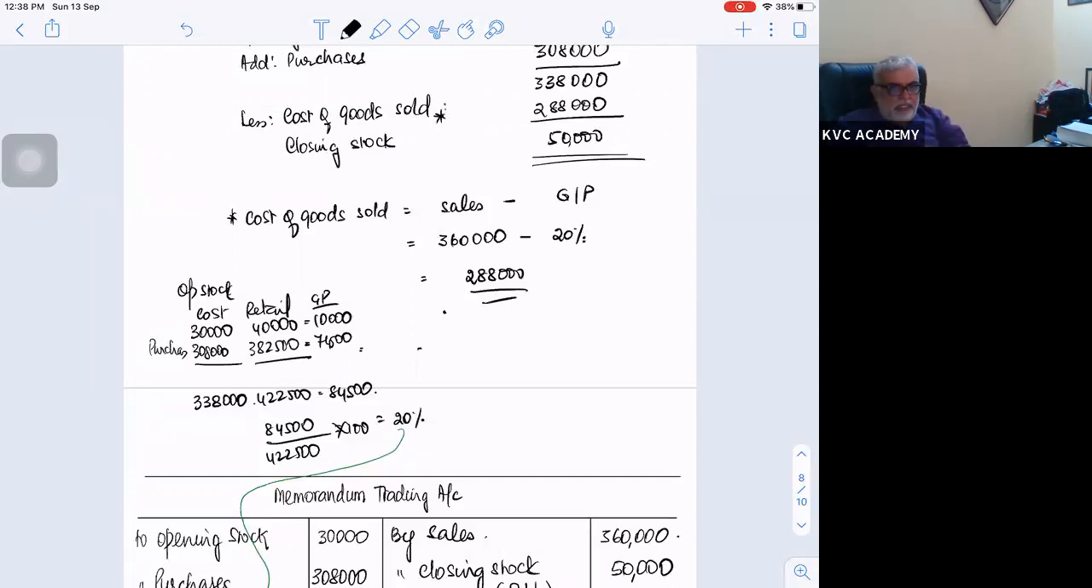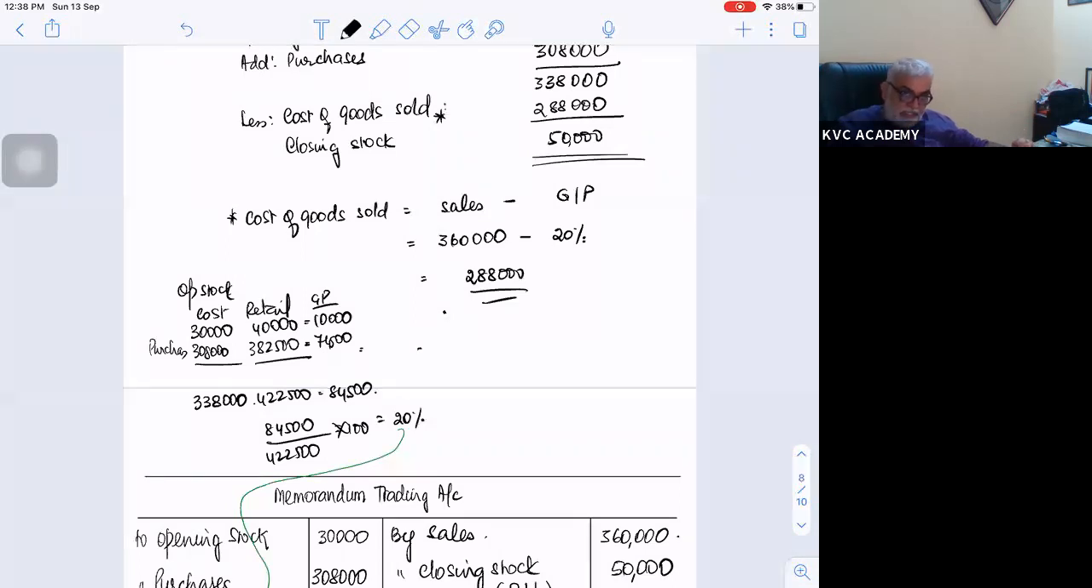Okay. You understood that the cost of the opening stock is 30 and retail is 40. Correct? What do you mean by cost and retail? Cost is the price you have paid for those goods. Retail means the price at which you are selling it.